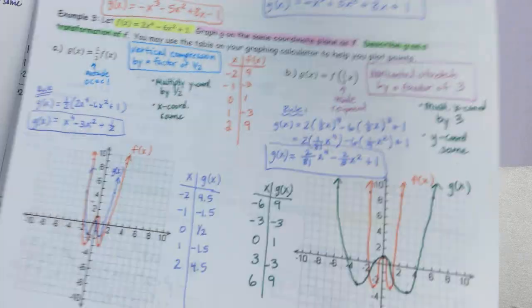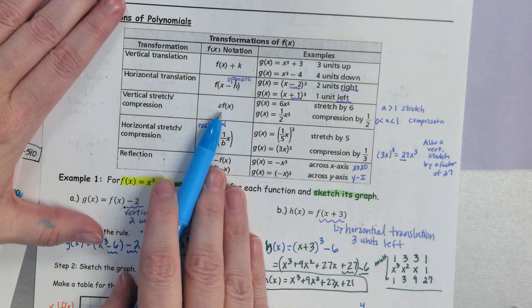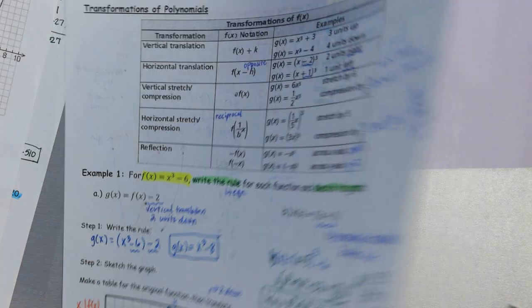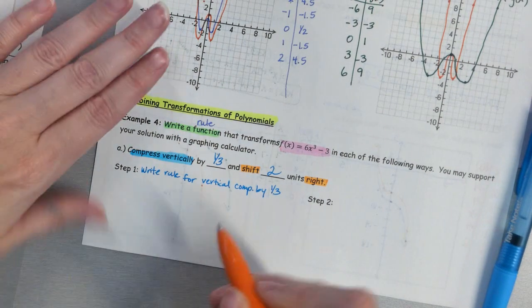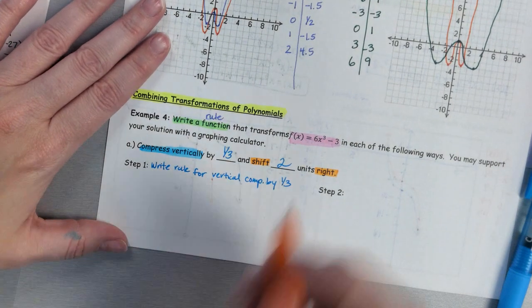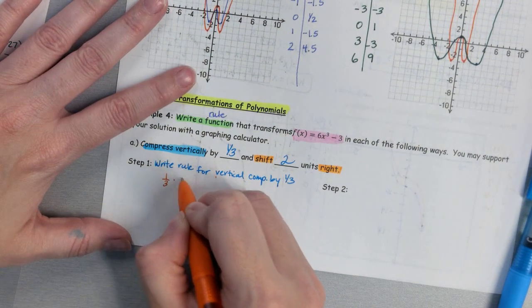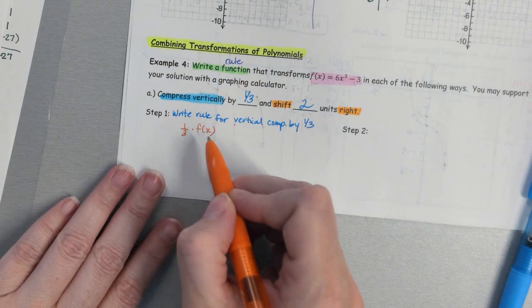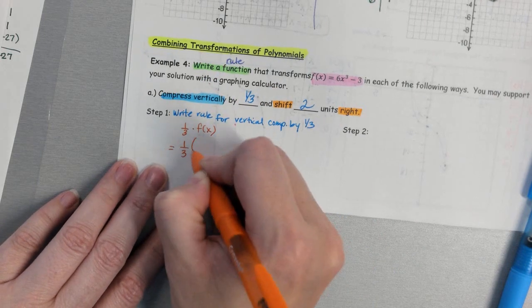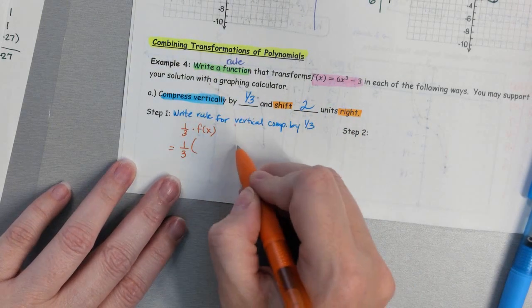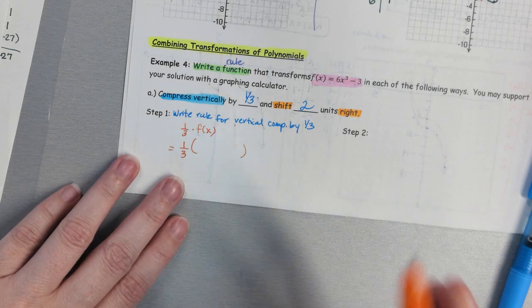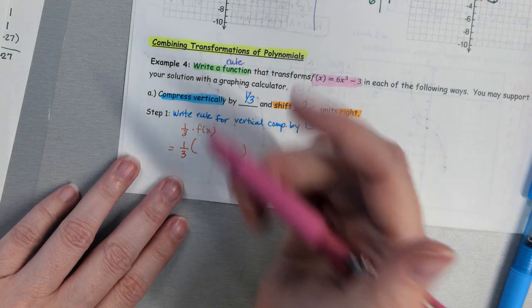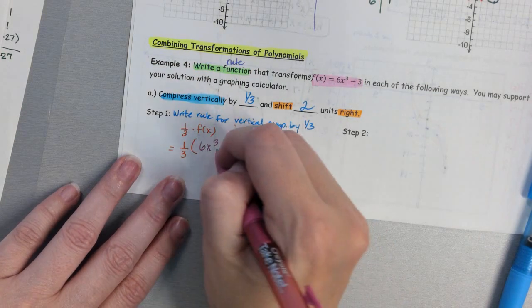Okay, so if I look at that, the vertical compression, if I can't remember, I'm going to go here. Vertical stretch and compression, it's A times f of x. Okay, so if this is A times f of x, in this case, what's our A value? 1/3. So it's 1/3 times f of x. Okay, so if it's f of x, all you have to do is plug in the entire equation. So it's 1/3 times that f of x, which for this one, f of x is 6x cubed minus 3.